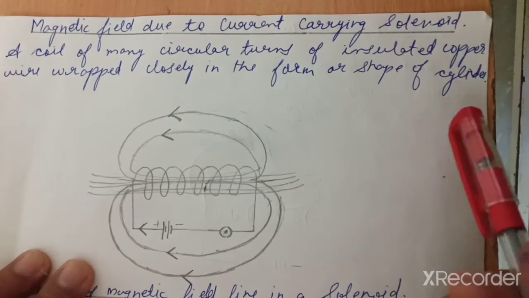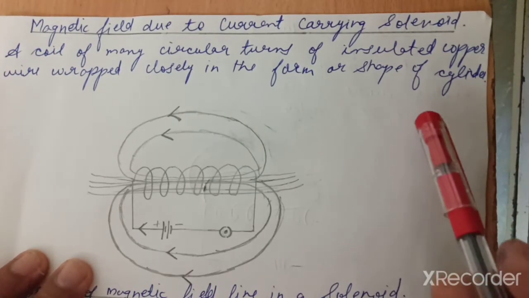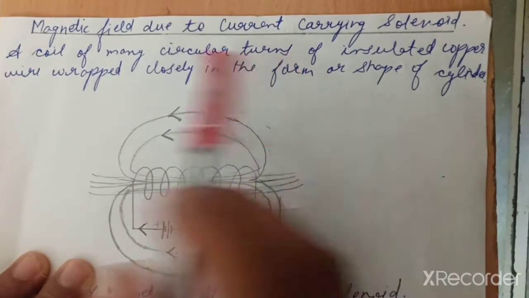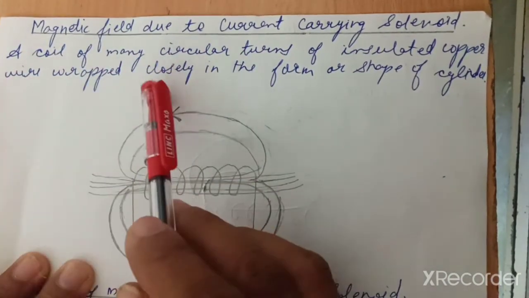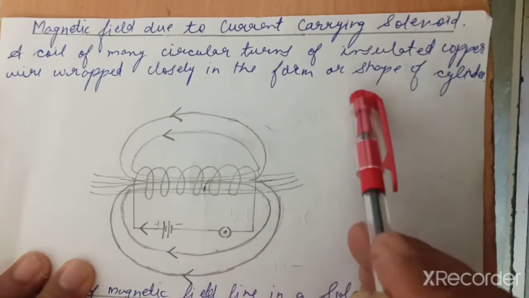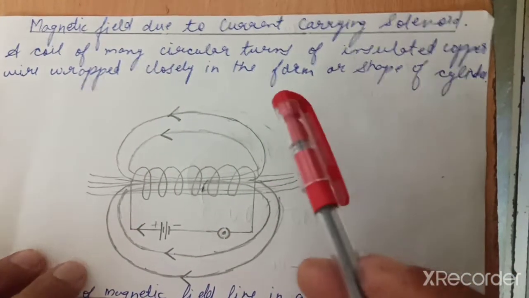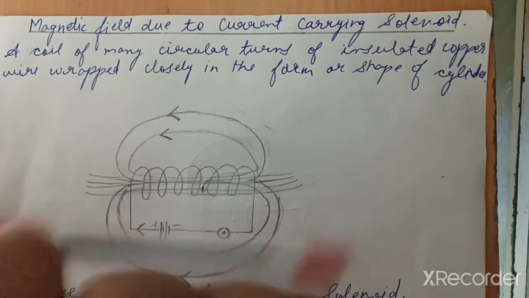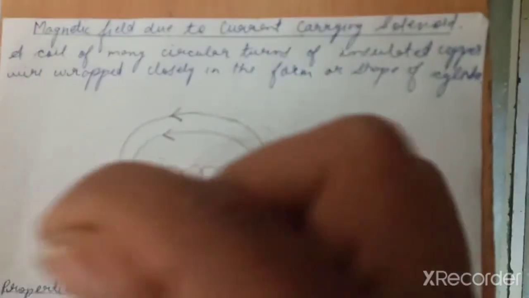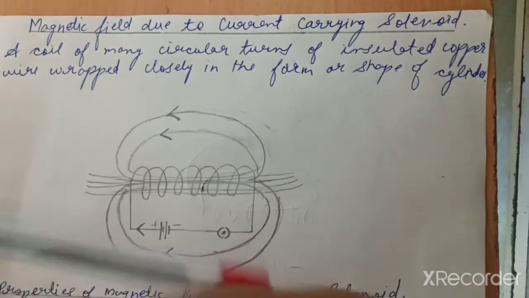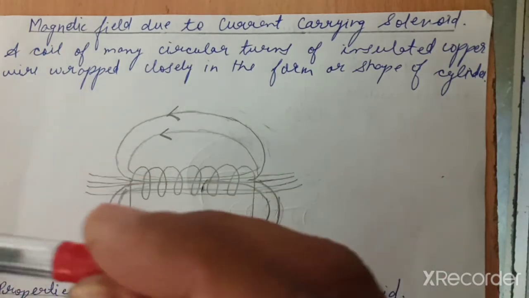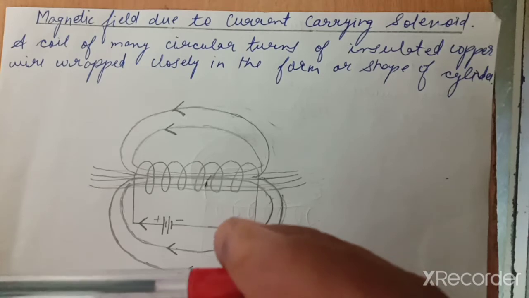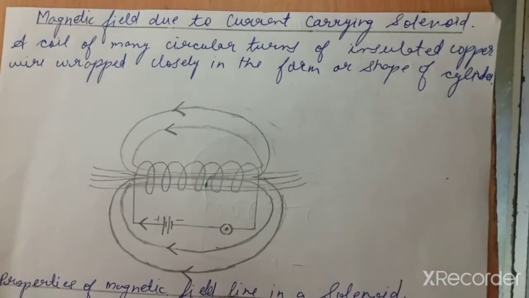First of all, you have to understand the meaning of a solenoid. A solenoid is a coil of many circular turns of insulated copper wire wrapped closely in the shape of a cylinder. What we are doing is taking a cylindrical tube, and on that we are winding a copper wire. You can take any slab or a cylindrical glass tube, and on that you wind the copper wire.